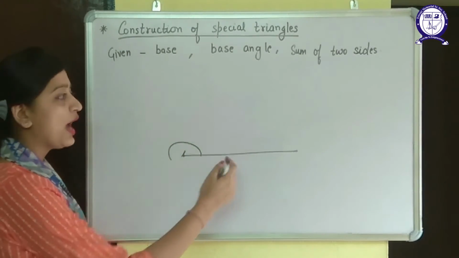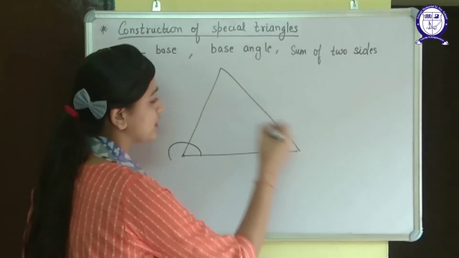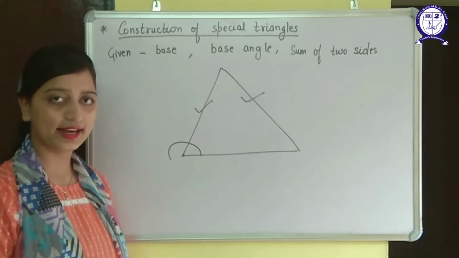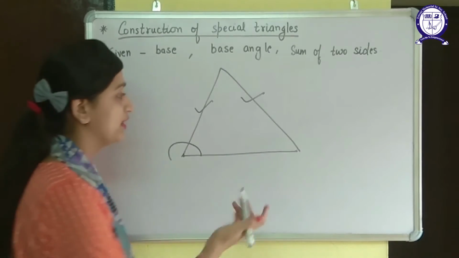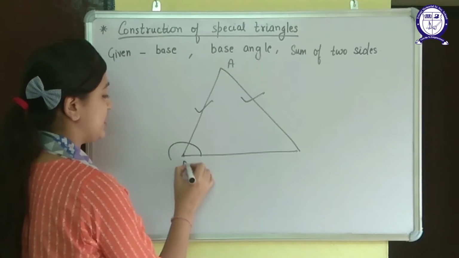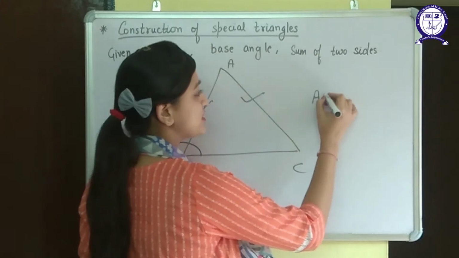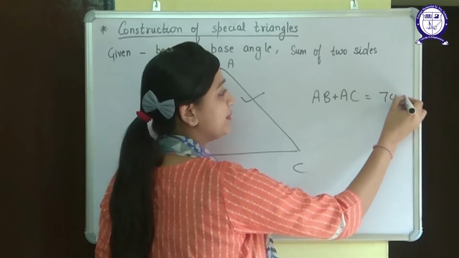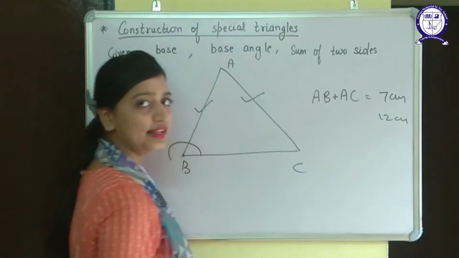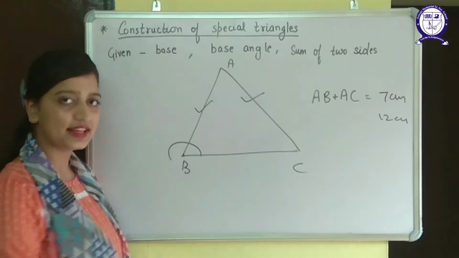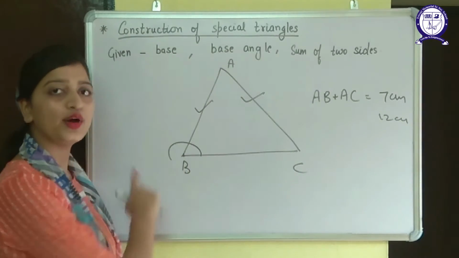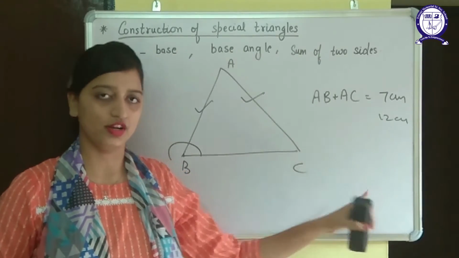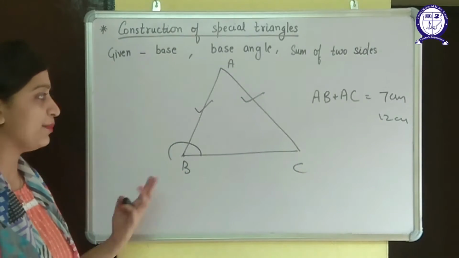Base is given to you and the remaining two sides, the lengths of these two sides will not be given directly, but their sum will be given. That is, suppose this is ABC, then AB plus AC will be given, it can be anything like 7 centimeter, 12 centimeter or anything. They will not be given directly, only the base and one angle will be given and the sum of the other two sides will be given. So let's see how to draw these types of triangles.